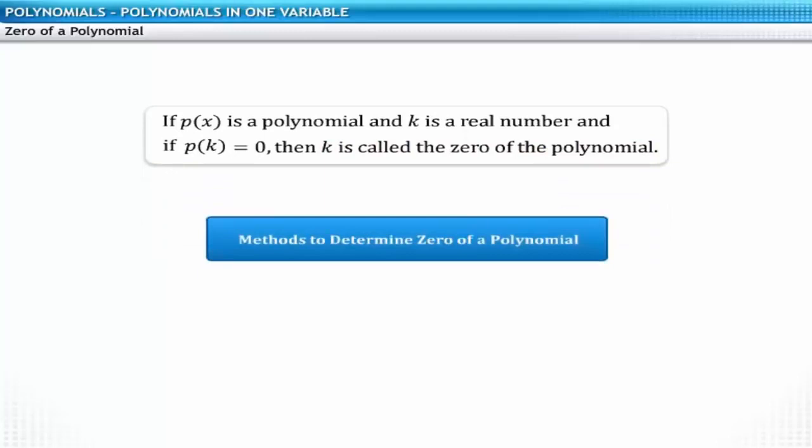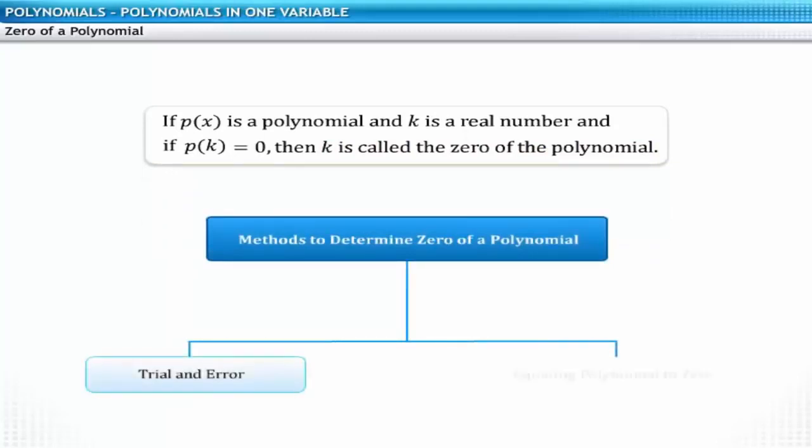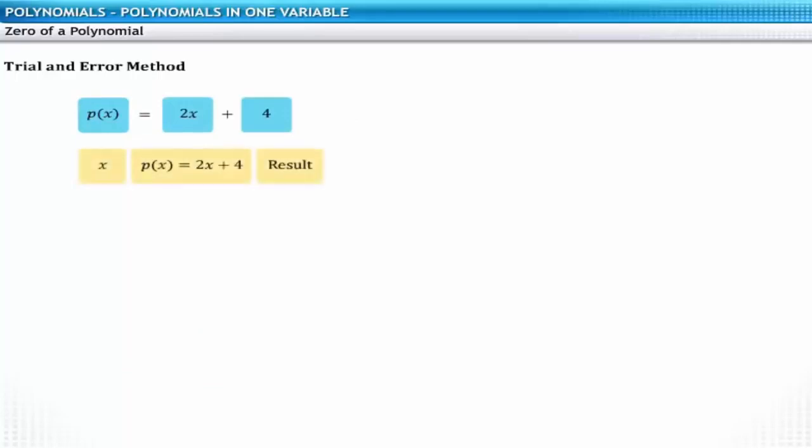You can determine the 0 of a polynomial through two methods, by trial and error and by equating the polynomial to 0. Consider a linear polynomial, P of x is equal to 2x plus 4. Let's first use the trial and error method to find the 0 of this polynomial.